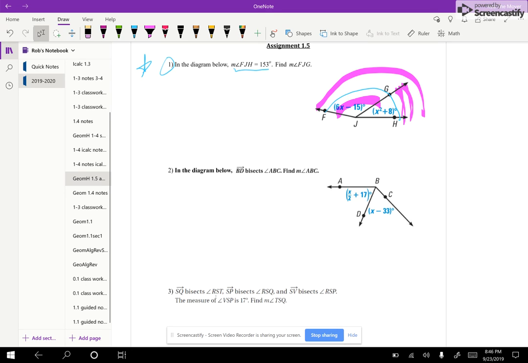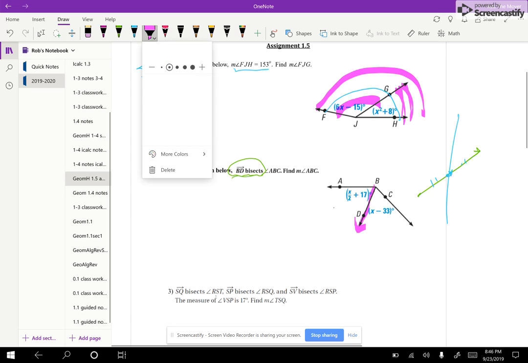Okay, the next one, we did not get to talking about bisectors. But remember, we talked about segment bisectors. If you had a segment and it was bisected, that means something crosses through that segment and cuts it in half. So it's the same idea with a bisector of an angle. You're given that ray BD bisects angle ABC, which is this whole complete angle. This angle I just outlined in blue has been bisected by this fuchsia colored ray.